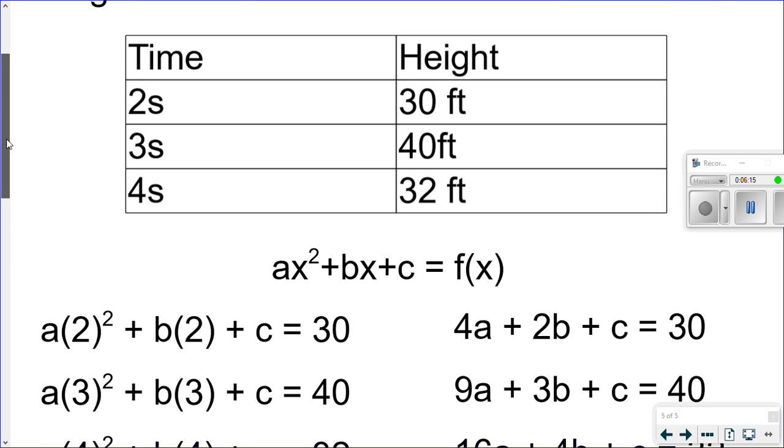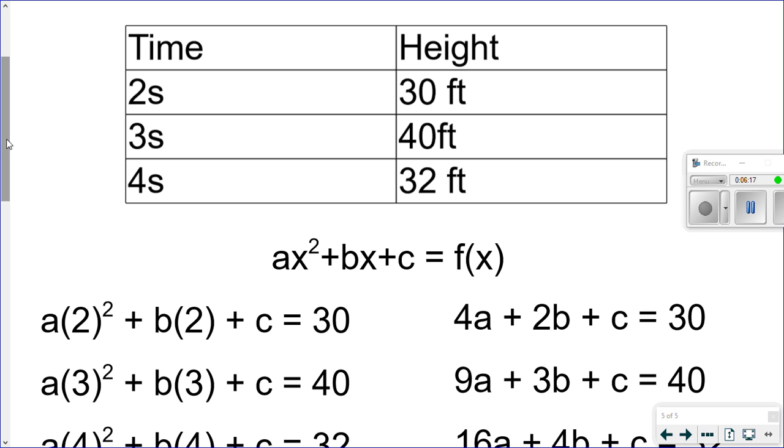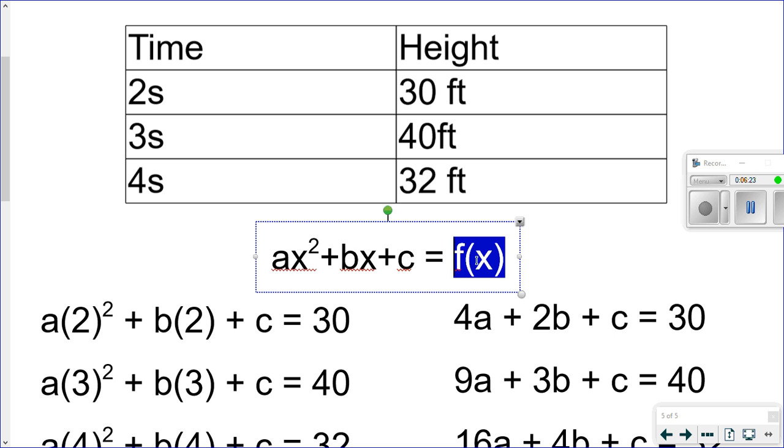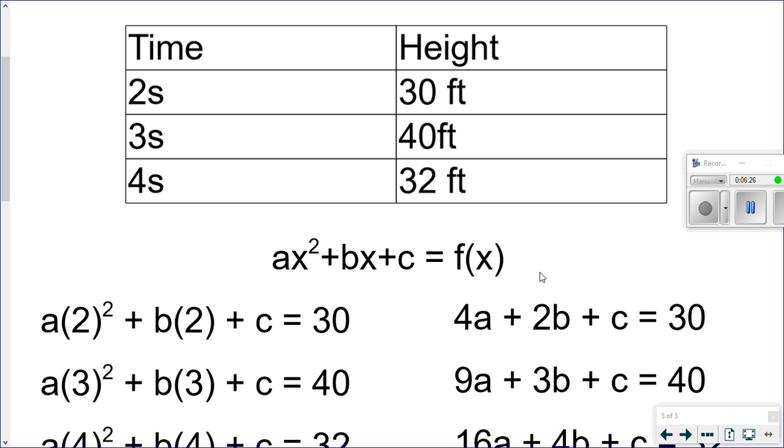So remember, ax squared plus bx plus c is our quadratic equation. Now notice I have it equals f of x. This is just function notation. If you remember, f of x and y are the same thing. So basically, I'm trying to find the values for a, b, and c.